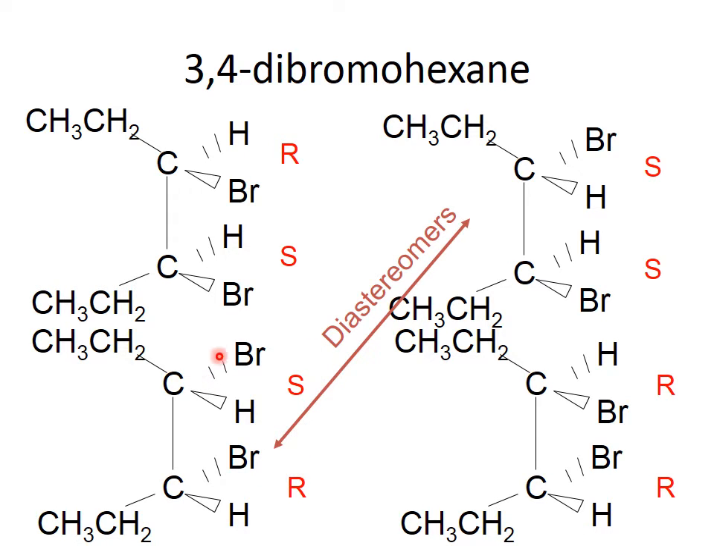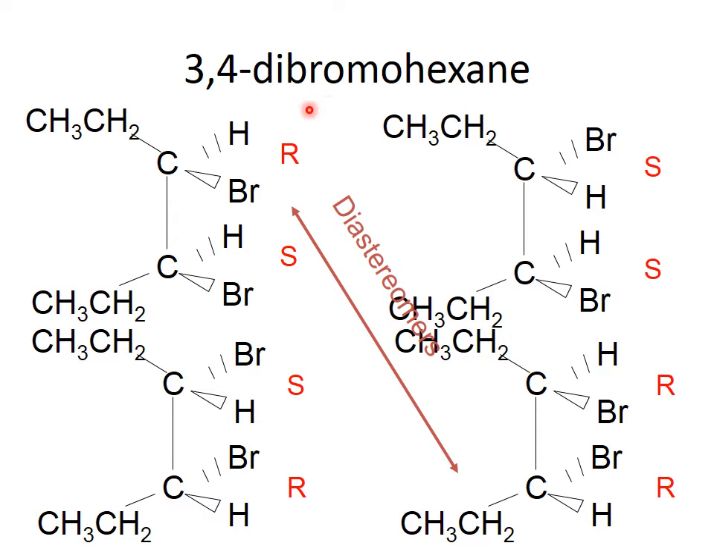So if I try to put this molecule inside of this one, you would find one side fits perfectly, the S fits with the S, but the S and the R are going to be non-superimposable. So what we find is that these two are not mirror images and they're non-superimposable. That makes them diastereomers. There's another set of diastereomers here.